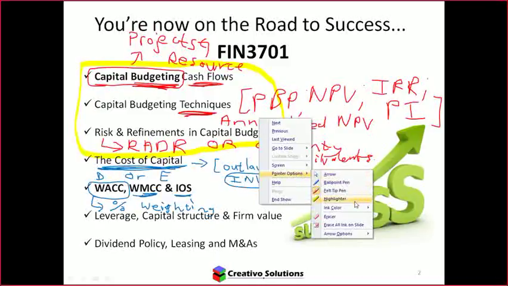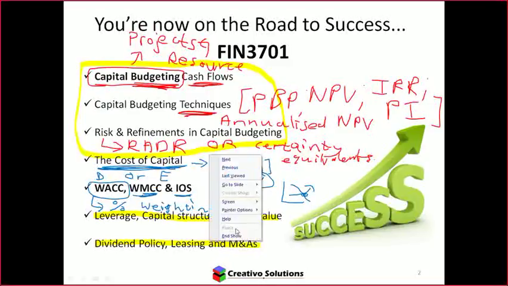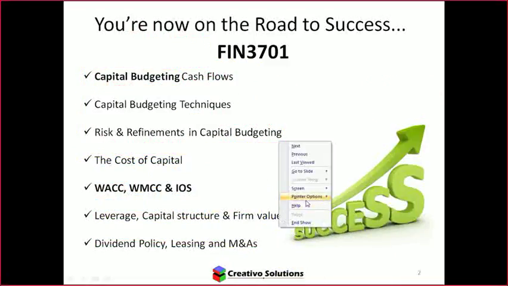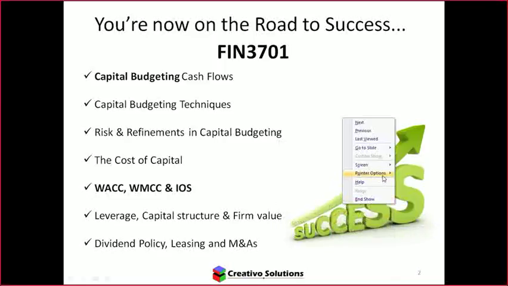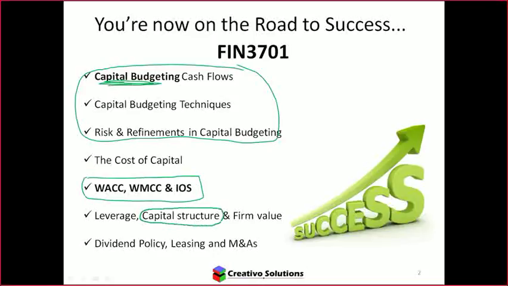Then last week we spoke about theory relating to leverage, capital structure, and firm value, and then we also looked at policy: dividend policy, leasing, and mergers and acquisitions. So from an exam point of view, the sections that are important from a long question point of view, I'm focusing mainly on long questions because the long questions carry the most marks. The options that could come up: you could get a long question on capital budgeting. You could get a long question on weighted average cost of capital and WMCC. Or you could get a long question on capital structure and firm value. Those are the different possibilities of long questions. The rest are obviously going to be short questions or part of a longer question.